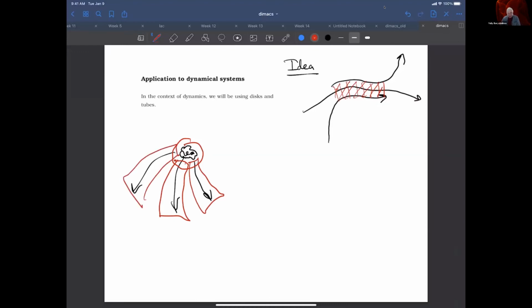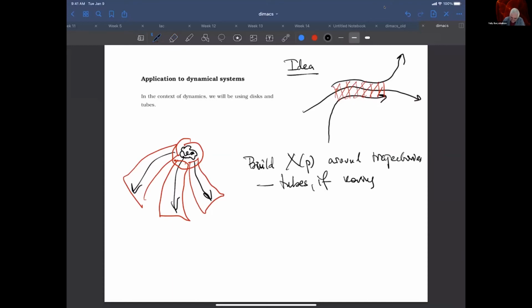some disks if we see a trajectory which doesn't move. If the velocity is low, then we'll just declare this piece, just a disk around this point, our set, and if it's moving, then we'll declare a tube around this trajectory. So we'll start building those spaces of X_p around trajectories. So tubes if moving, just disks if slow.